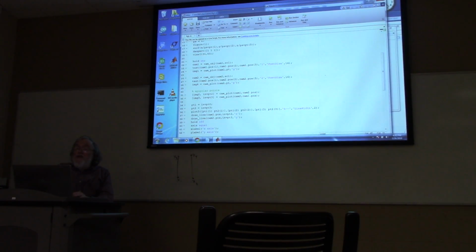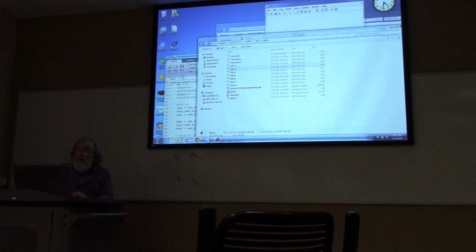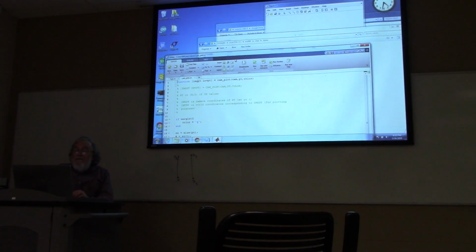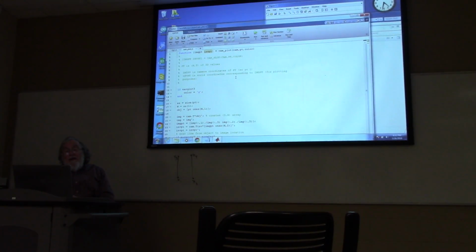We have another function, camera plot. So what that does is it takes a point in space, projects it to the camera location, and then gives it a color. That's being done right there.